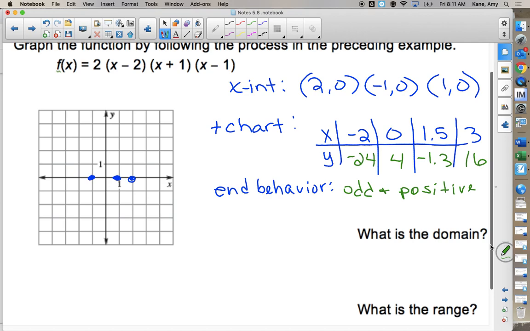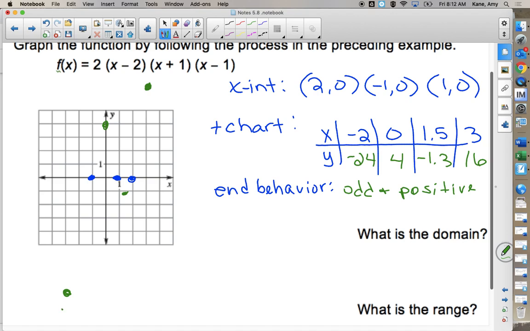So I graphed, or I have the points here. -24. There's only so much space on your graph, so just plot it below. And then we have a point at that guy right there, and then it goes up to 0, 4, which we can plot. We have another intercept at 1. In between 1 and 2, at 1.5, there's a value of -1.3. And then at 3, we're going up to 16. Again, just make it go off your graph so you have something to connect to.